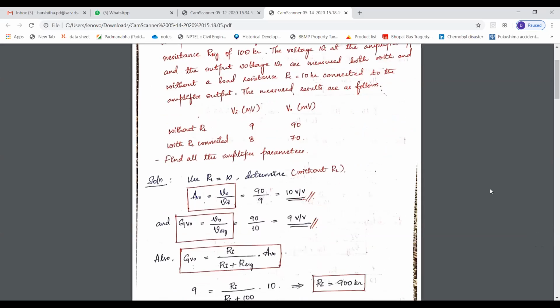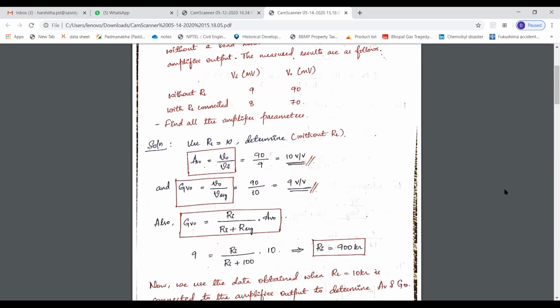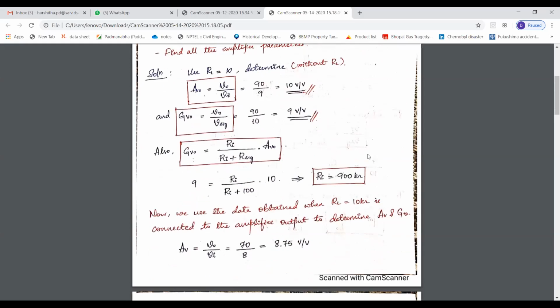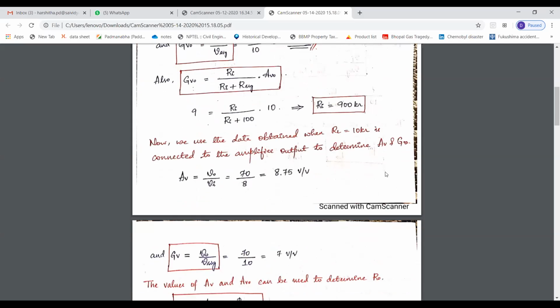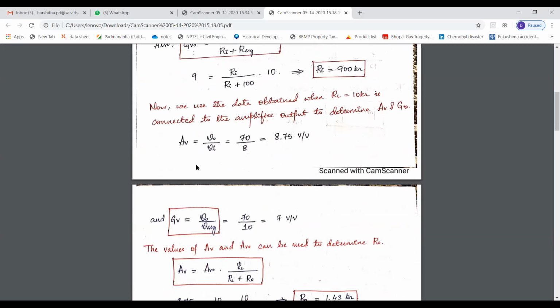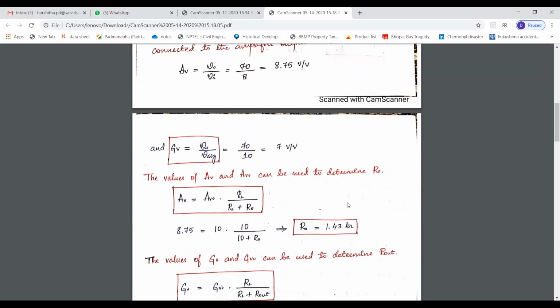So first I'll just brief out what we are going to find out in these types of questions. First we'll consider that RL is equal to infinite, meaning the values of input and output voltages when RL is not connected, and then we'll find out the value of voltage gain and the total voltage gain, and after that we'll find out the value of Ri. And next I'll consider the values of input and output voltage when RL of 10 kilo ohm is connected, and then again I'll find out the value of voltage gain and total voltage gain, and now I'll find out the value of R0 when RL is connected.